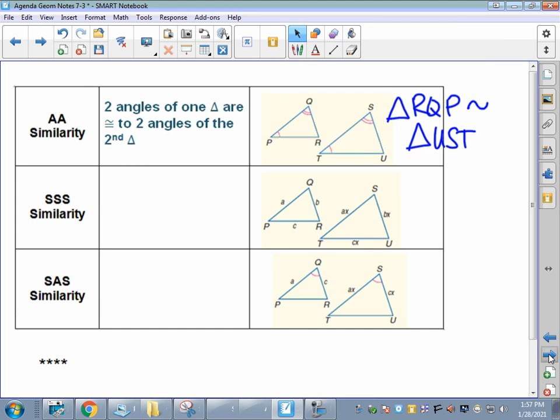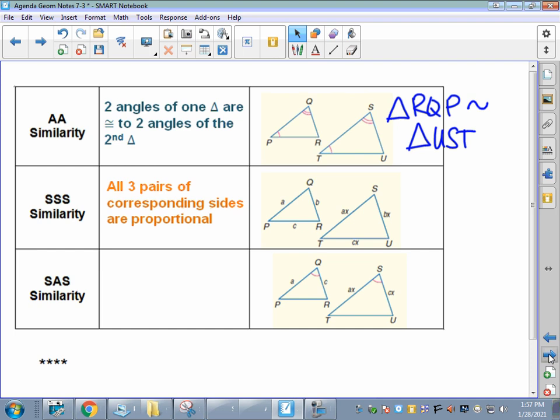The next one is side, side, side similarity. Not like how it was with congruent. With congruent, all the pairs of sides were congruent, right? Side, side, side is similarity. So we have to have all three pairs of corresponding sides be proportional.